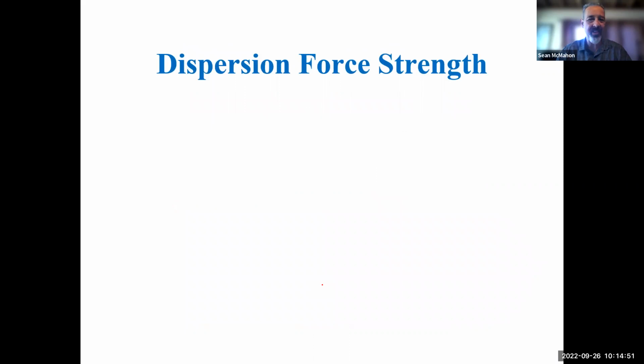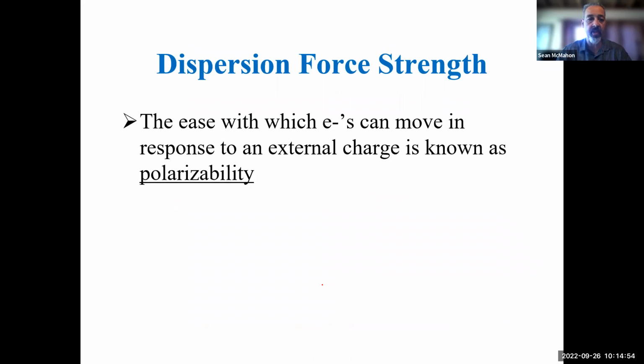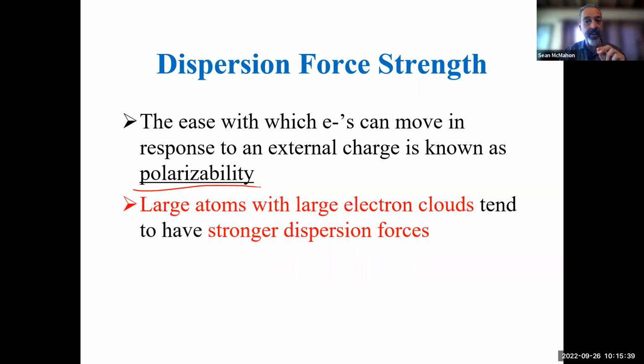So how do we determine dispersion force strengths? Because electrons can move, if they move easily, that's considered polarizable. The more polarizable you are, the stronger your London dispersion force is. What it boils down to is the more electrons you have, the easier it is to move them out, especially as they get further and further away from the nucleus in the outer principal energy levels. They're so far from the nucleus that they move around a lot easier. They're more polarizable. So larger atoms, right?